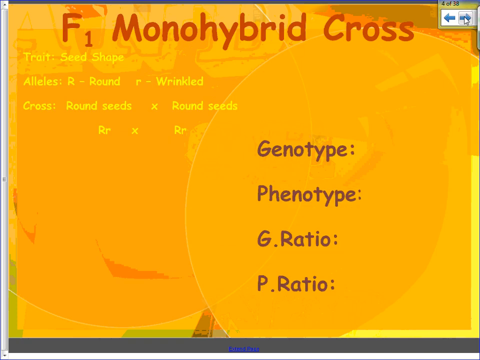The next cross that Gregor Mendel did, because he asked the question, well, what happened to that other trait? What happened to that wrinkled trait? So he took offspring of the F1s and he allowed them to self-pollinate. In other words, he crossed the F1s. So again, these are the parents, the F1s that we're looking at.